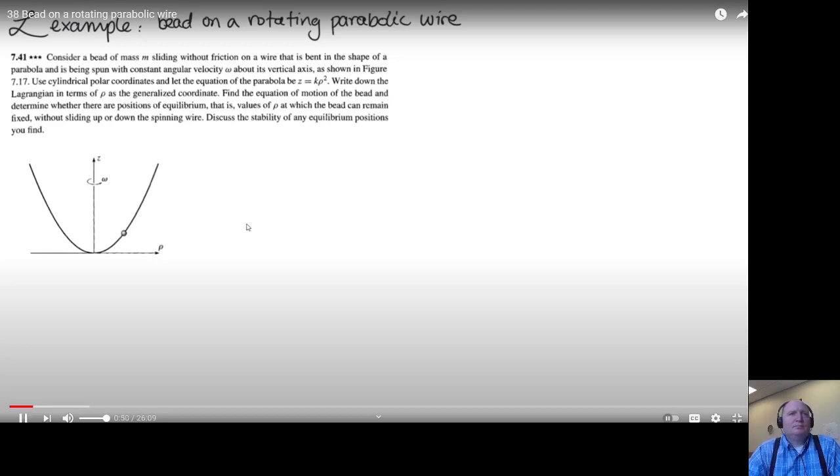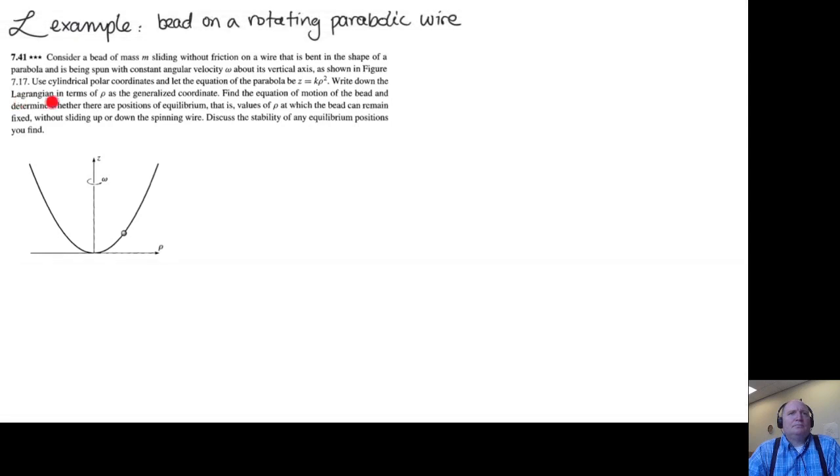Okay. And we are asked to write down the Lagrangian in terms of rho as the generalized coordinate. So this problem as framed is telling us there's only one degree of freedom, and that it's asking us to use rho as our generalized coordinate. It's saying, please use for your generalized coordinate the cylindrical coordinate rho. Yeah, that makes sense. I want to start by first making sure we're clear on why there's only one generalized coordinate necessary. Why is there only one?